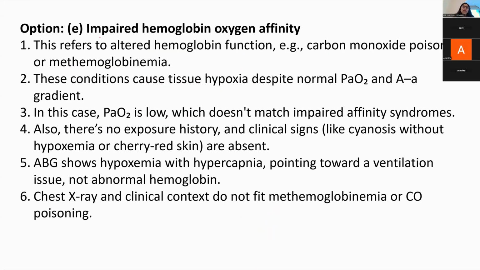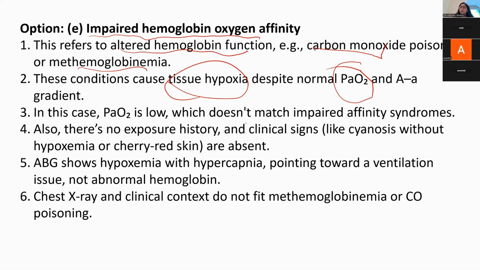Now, the next choice is impaired hemoglobin oxygen affinity. This refers to altered hemoglobin function like carbon monoxide poisoning or methemoglobinemia. These conditions will cause tissue hypoxia despite normal PaO2 and AA gradient. So everything remains normal here, but the tissue hypoxia still happens because of carbon monoxide poisoning or methemoglobinemia.